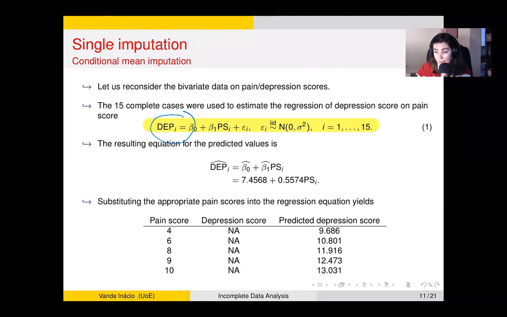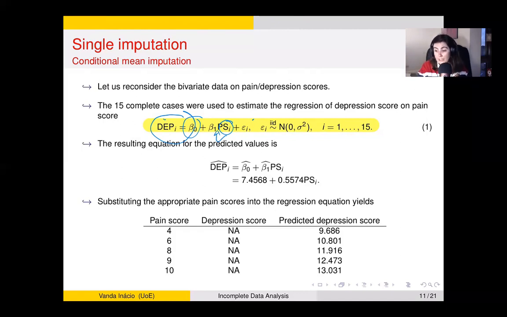So basically we have an intercept, the pain score variable with its associated regression coefficient, and some random noise, and we assume that the errors are IID from a normal distribution with mean 0 and some constant variance sigma square. And remember that for these 15 individuals, I know the depression score and the pain score, so I can fit my model in the standard way, right?